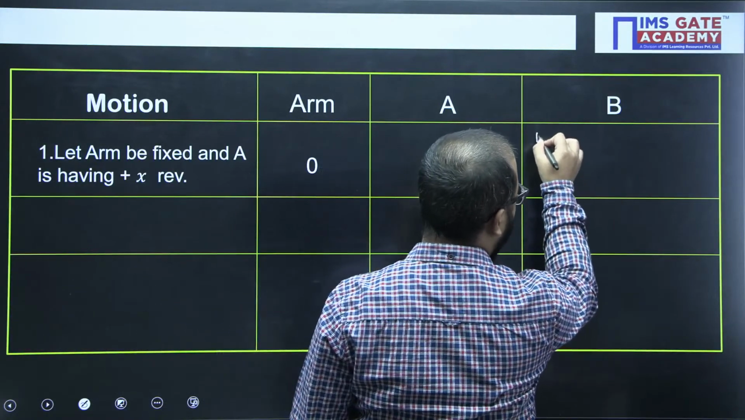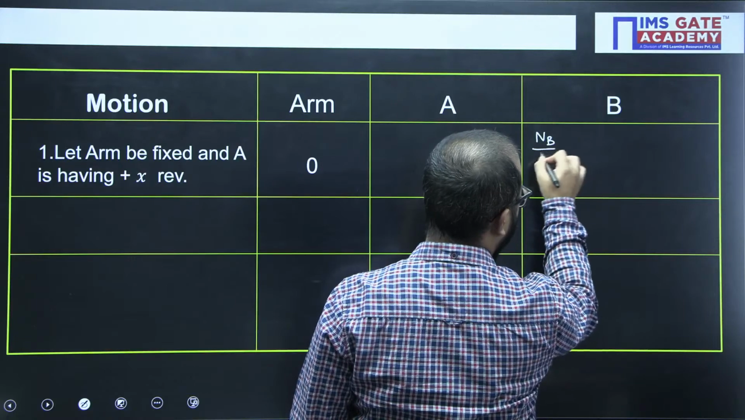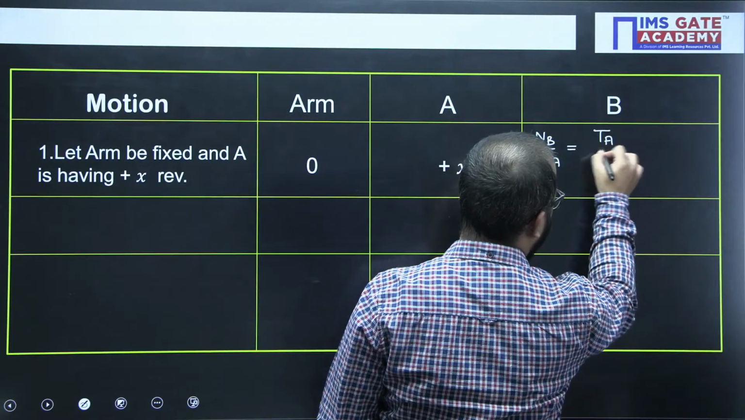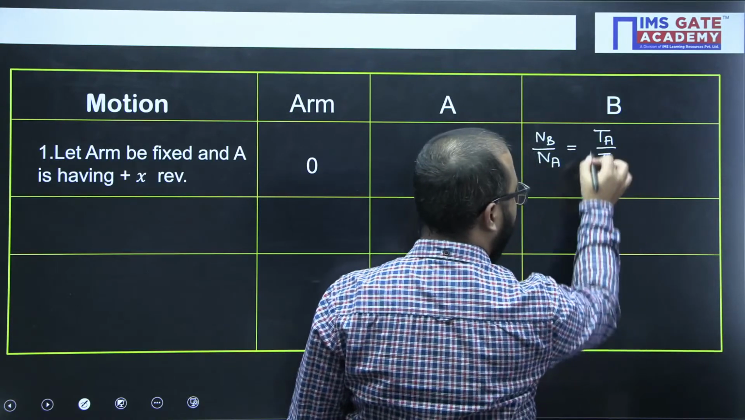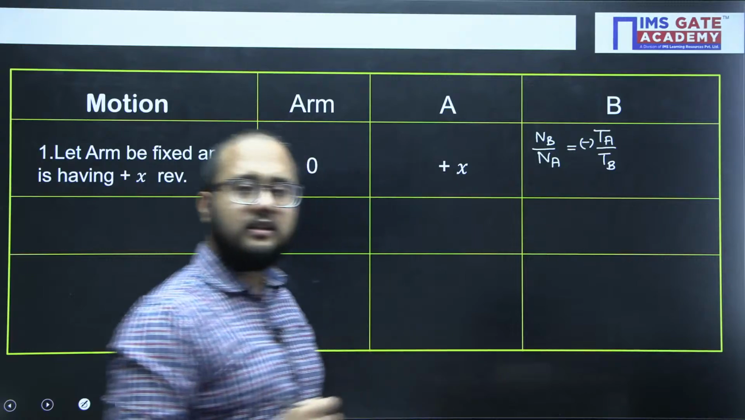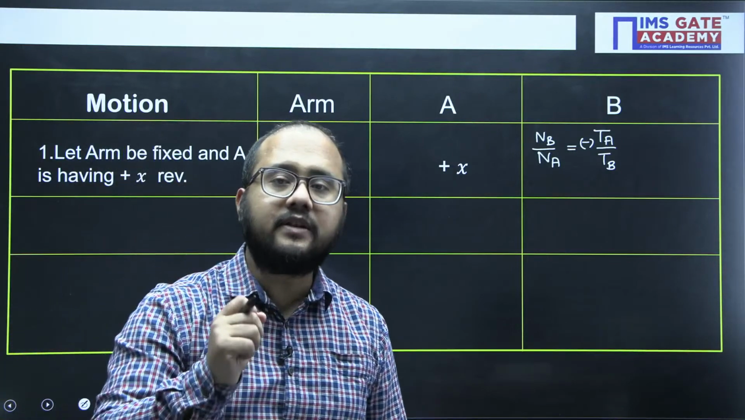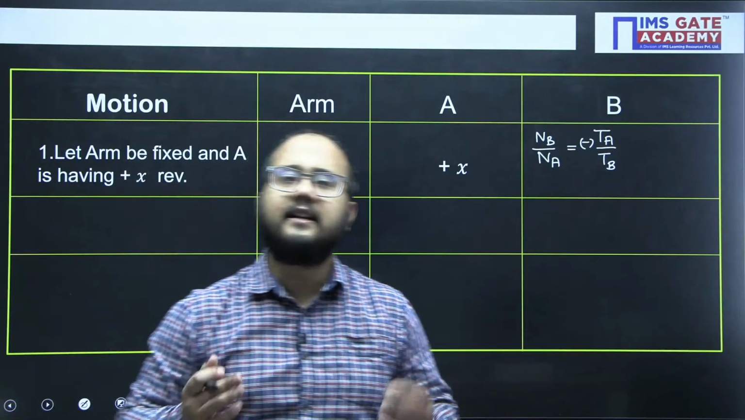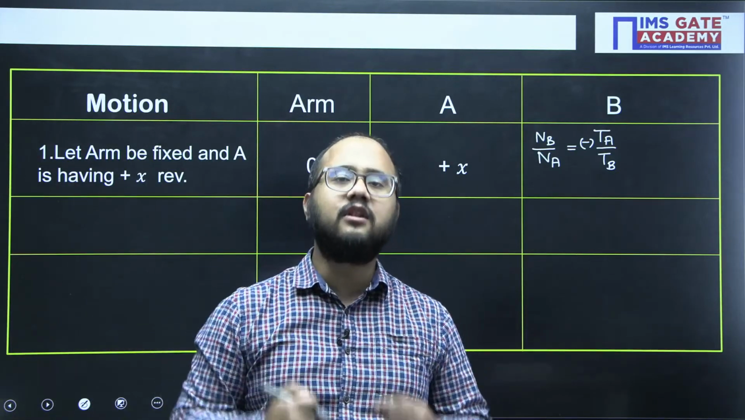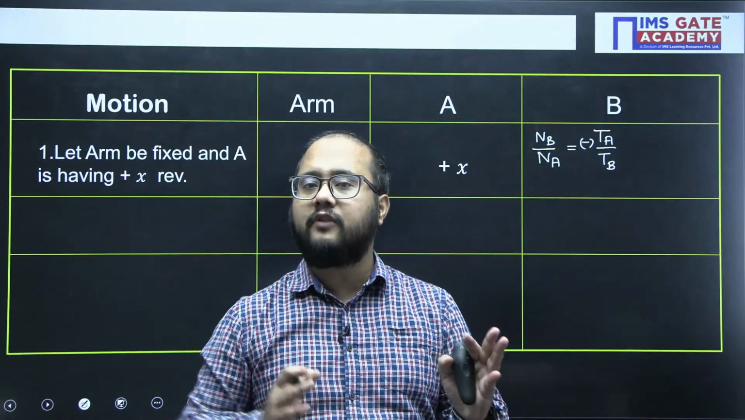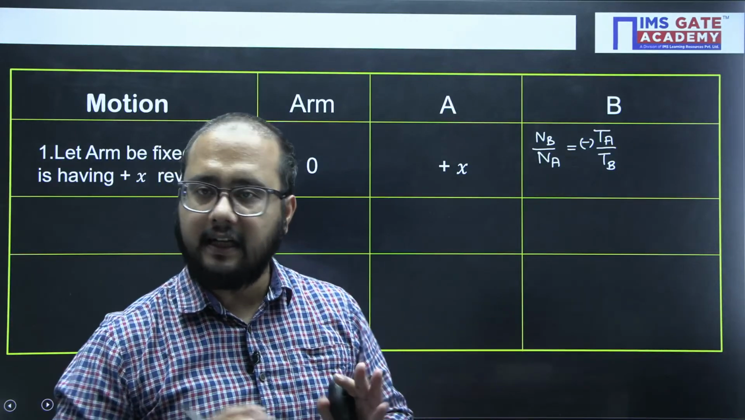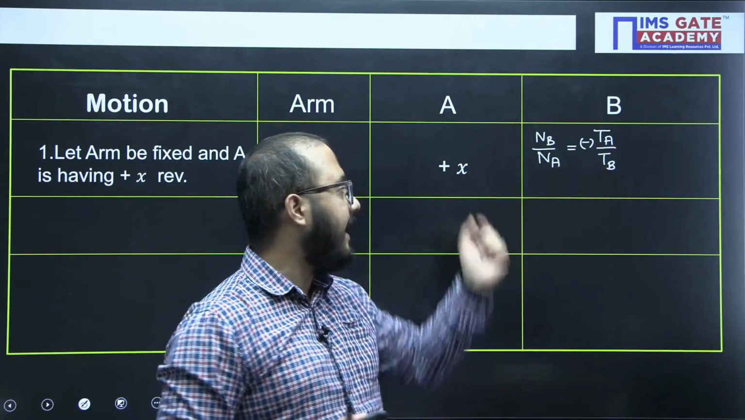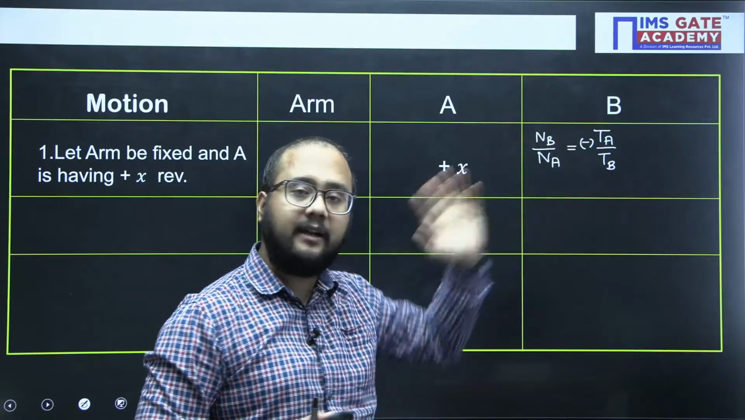For B, I can write like this: NB by NA equals TA by TB, right? But a negative sign will be coming. Now you will say, sir, why the negative sign? Negative sign comes because A and B have external meshing. And external meshing means what? The sense of rotation will be different. If A rotates clockwise, B rotates anti-clockwise. Clear? So using the velocity ratio relation, NB by NA equals TA by TB.